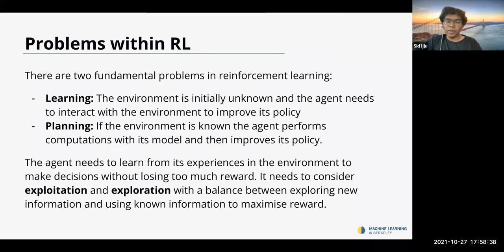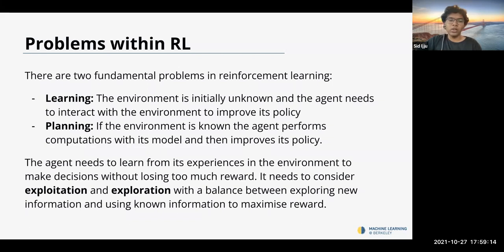If the environment is not fully observable by the agent, then the agent needs to develop some model in its head of what it's looking at in order to choose a good action. So that's learning. And planning is the idea that if the environment is known, then the agent has to perform different iterations within its own internal model, and then improve its policy in that sense. So there are two components to it. You have to learn what you're looking at, and then you have to learn what to do with what you're looking at. The agent, in essence, needs to learn from its experiences in the environment in order to make decisions without losing too much reward.